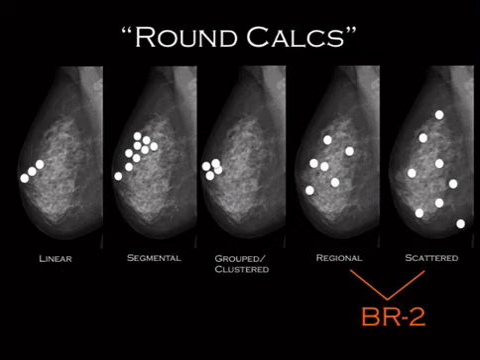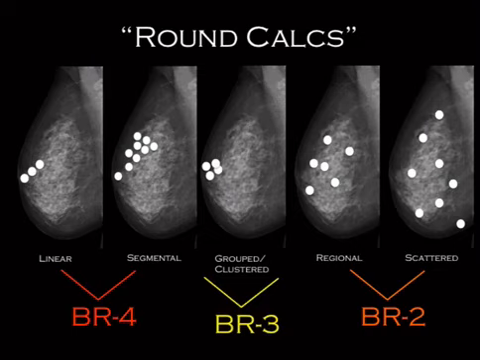Linear and segmental are considered bad things. Those are going to end up getting biopsied. Grouped and clustered is sort of intermediate, indeterminate. So you can use a BR3 on a group or cluster of round calcifications on your baseline exam. So let's talk this through. What does BI-RADS 3 mean?